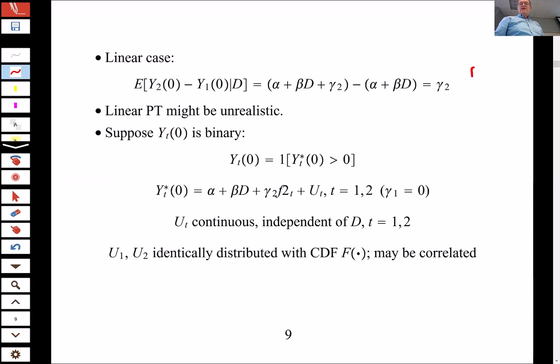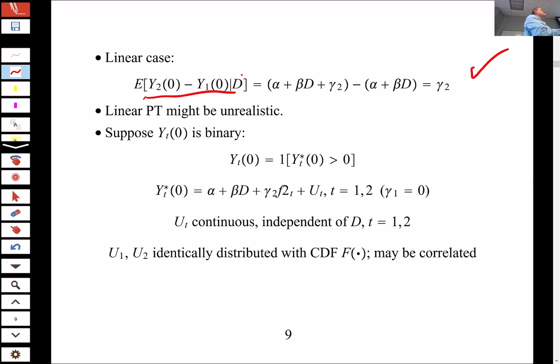So here's the linear case right there. The parallel trends assumption says that the assignment D is unconfounded with respect to the trend in the untreated state. So this is the trend, the change from period 1 to 2 in the untreated state. And now if you take the difference, it doesn't depend on D. That's the key identification assumption along with no anticipation.